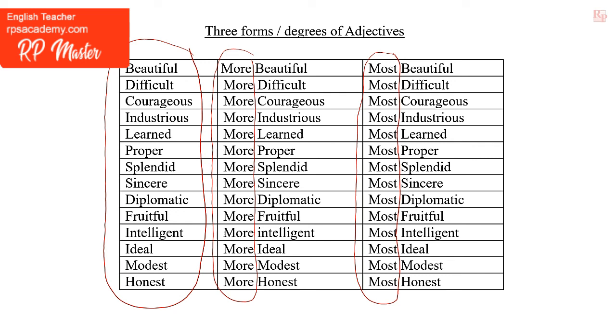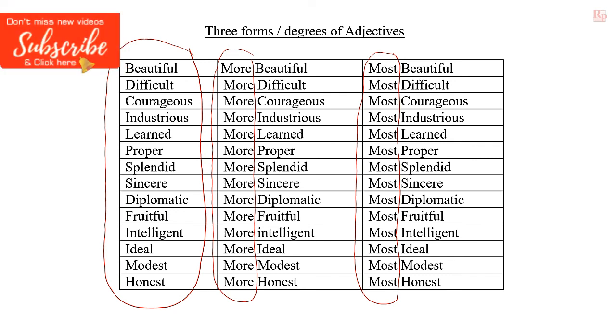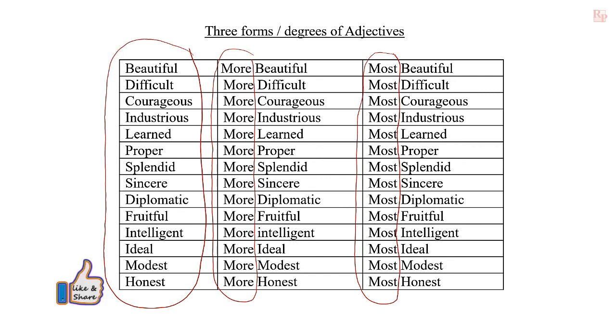Beautiful, more beautiful, most beautiful. Difficult, more difficult, most difficult. Courageous, more courageous, most courageous. Industrious, more industrious, most industrious. Learned, more learned, most learned. Proper, more proper, most proper. Splendid, more splendid, most splendid. Sincere, more sincere, most sincere. Diplomatic, more diplomatic, most diplomatic. Fruitful, more fruitful, most fruitful. Intelligent, more intelligent, most intelligent. Ideal, more ideal, most ideal. Modest, more modest, most modest. Honest, more honest, most honest.